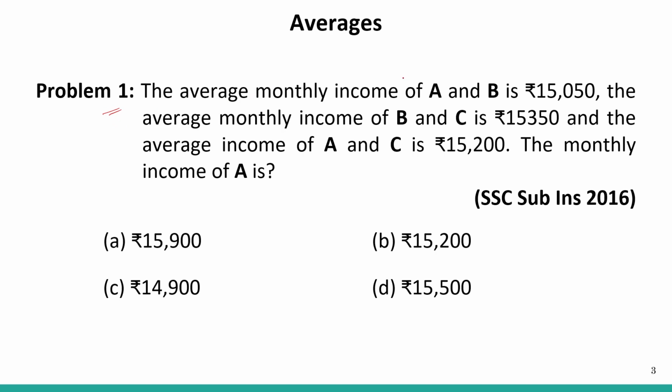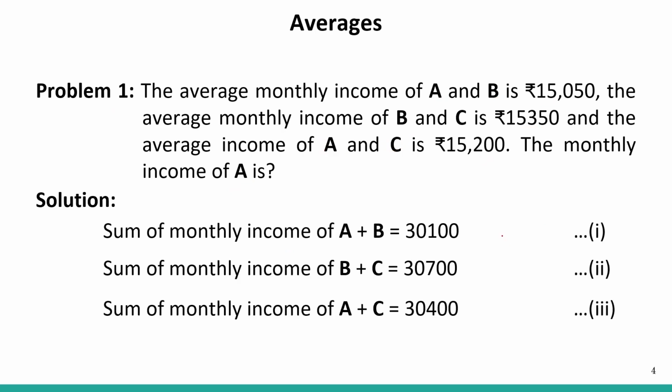The average monthly income of A and B is 15,050 rupees. The average monthly income of B and C is 15,350. And the average income of A and C is 15,200. Then the monthly income of A is what? Is it 15,900, 15,200, 15,500, or 14,900? We'll see. This question appeared in the SSC Sub Inspector Exam 2016 paper. So let's go forward with the solution.